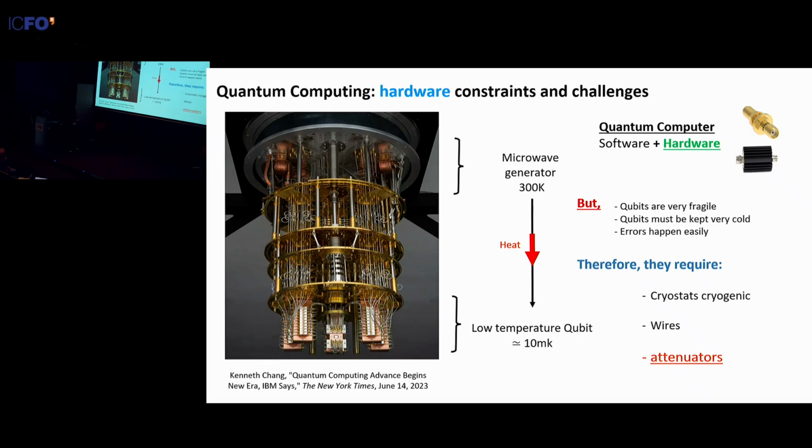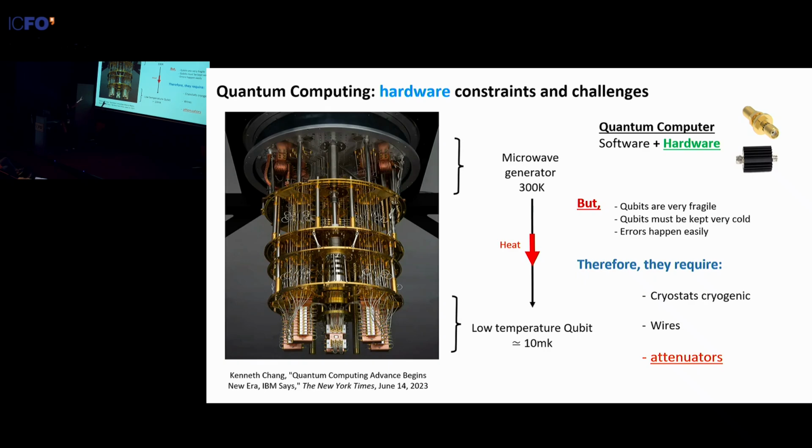So in order to protect the qubits, cryostats are used. And a cryostat essentially is a large refrigerator that goes to extremely low temperature, around 10 millikelvin. And this is where the qubit chips are mainly located, at this low temperature.